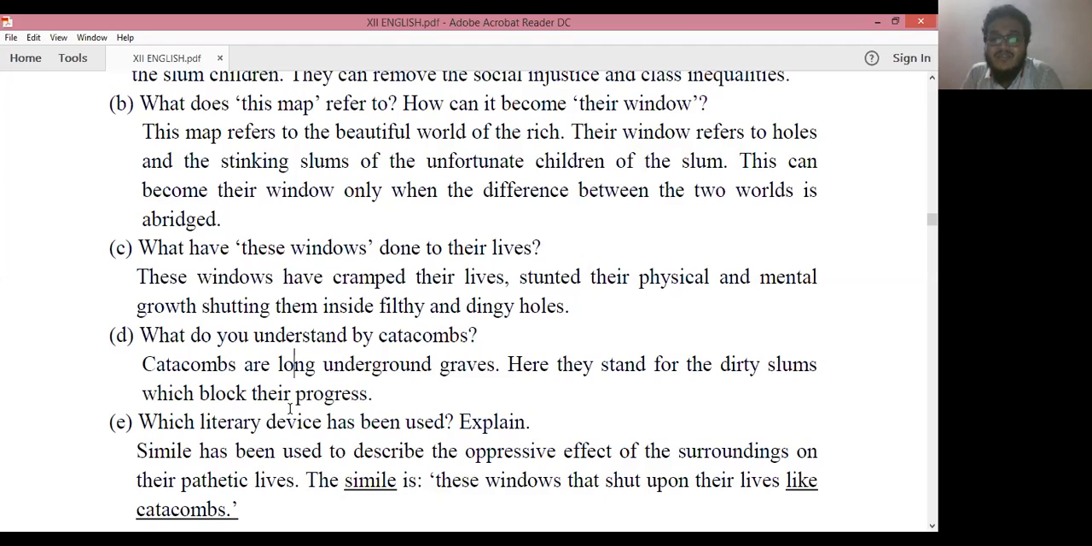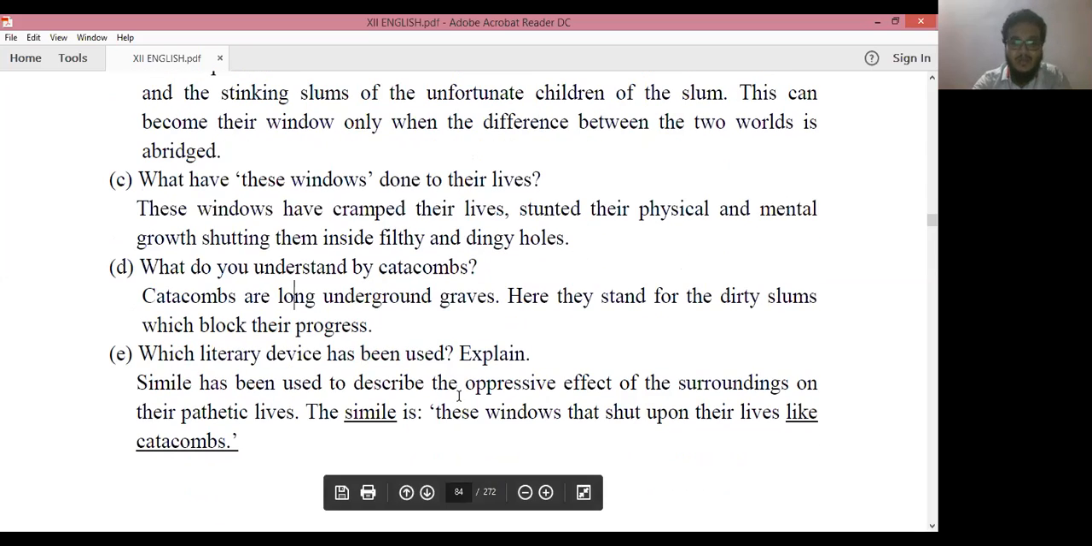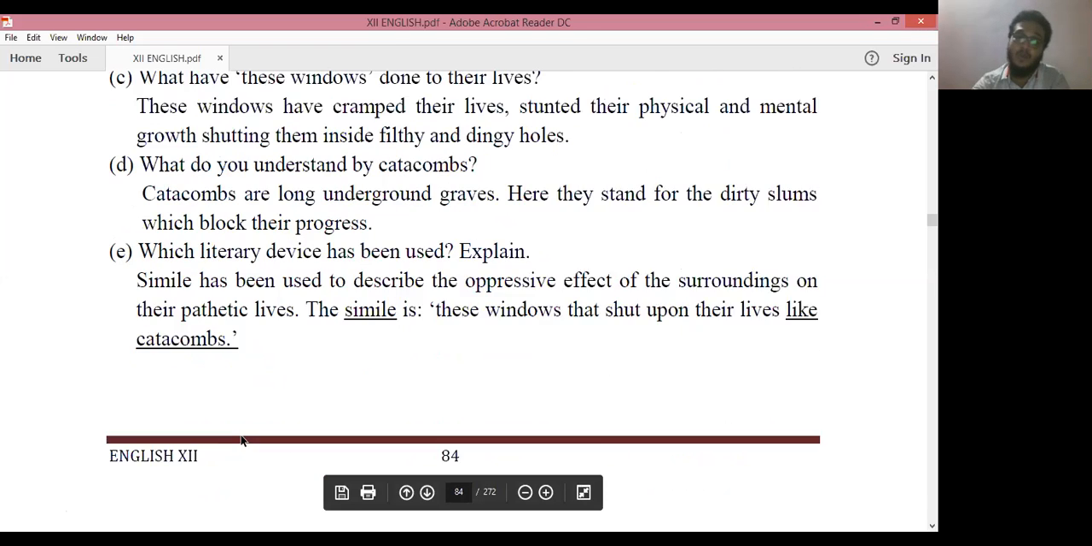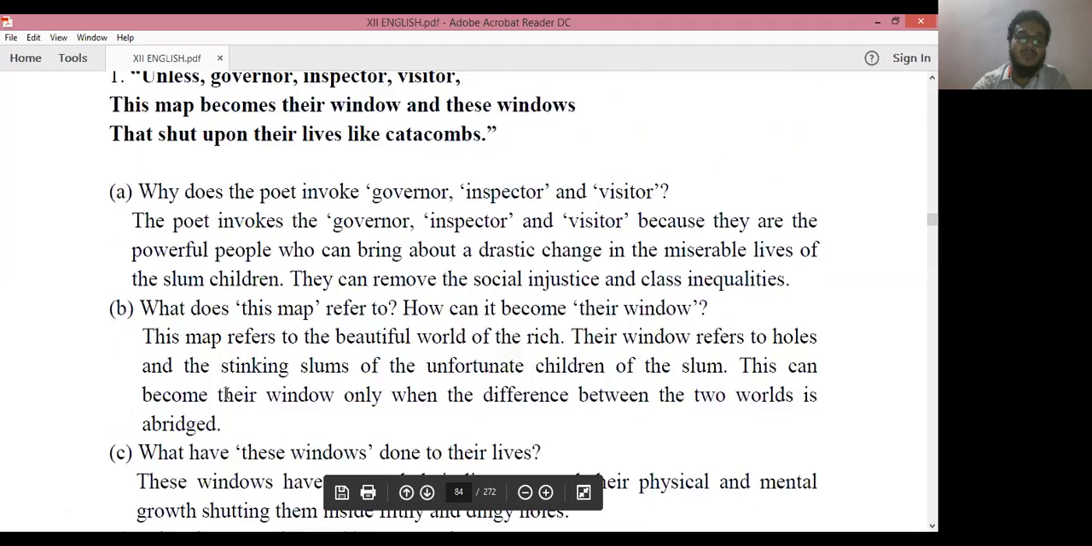Here they stand for the dirty slums which block their progress. Life progress is blocked. That refers to the catacomb. Which literary device has been used? Explain. Simile has been used to describe the effect of the surroundings on their pathetic life. The simile is "these windows that shut upon their lives like catacombs." So this is the poetic device.